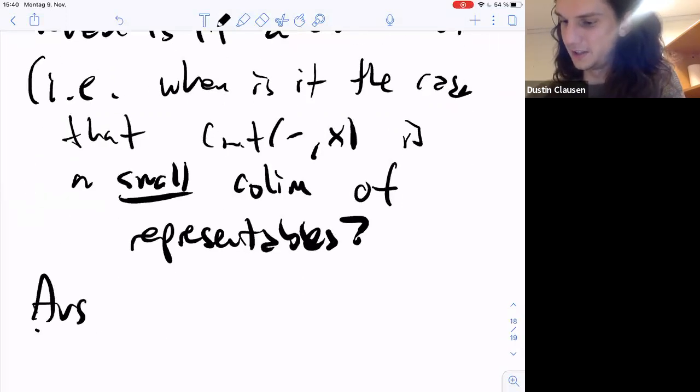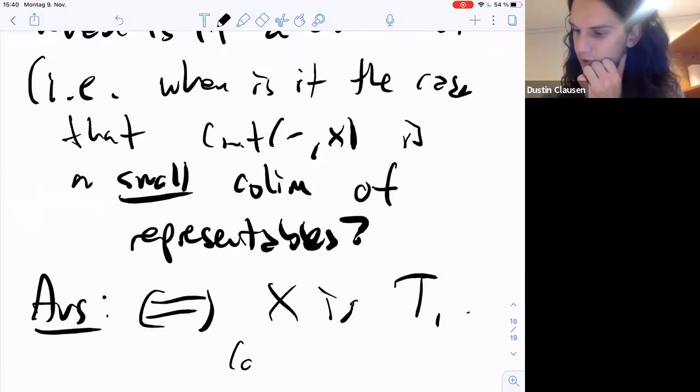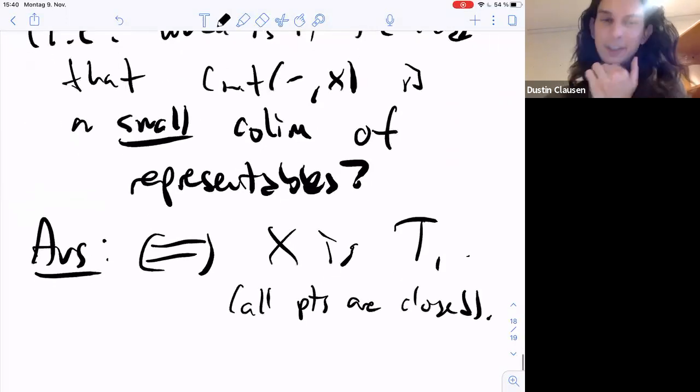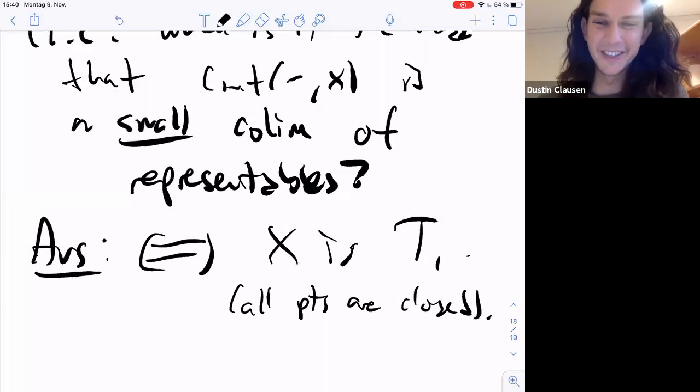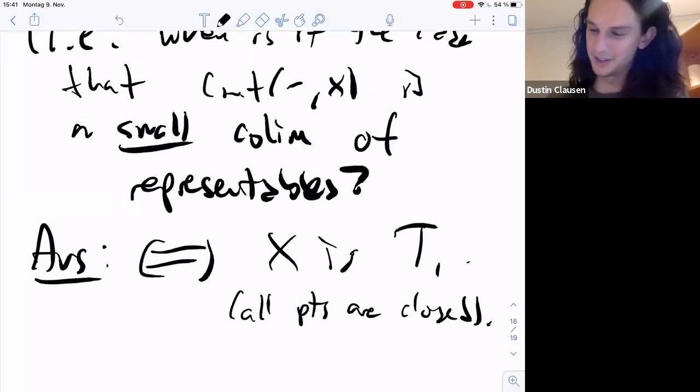And the answer is, if and only if the space satisfies the Kolmogorov axiom T1, meaning all points are closed. So that's kind of interesting that there's this nice characterization. I don't know how important it is. It's important that compactly generated weak Hausdorff spaces do give examples, but I don't know about these general T1 spaces. But it's kind of cute that you can completely answer this set theoretic question, and it corresponds to a classical separation axiom.